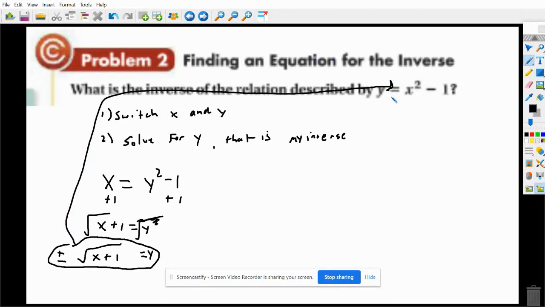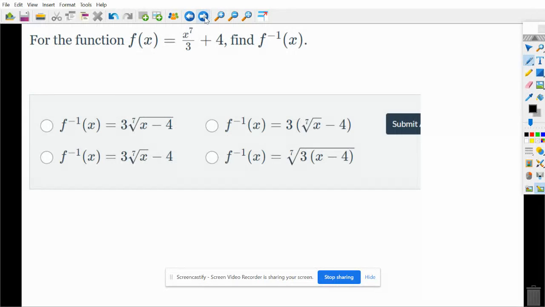Okay, so again, we switch x and y, and then we're going to use inverse operations to get y by itself. So I got a few examples here from Delta Math, a little bit challenging problems. And again, here's this notation. So you're going to see this. If I write this, this is the same thing as a y. So I'm going to rewrite this as x equals y to the 7th over 3 plus 4.